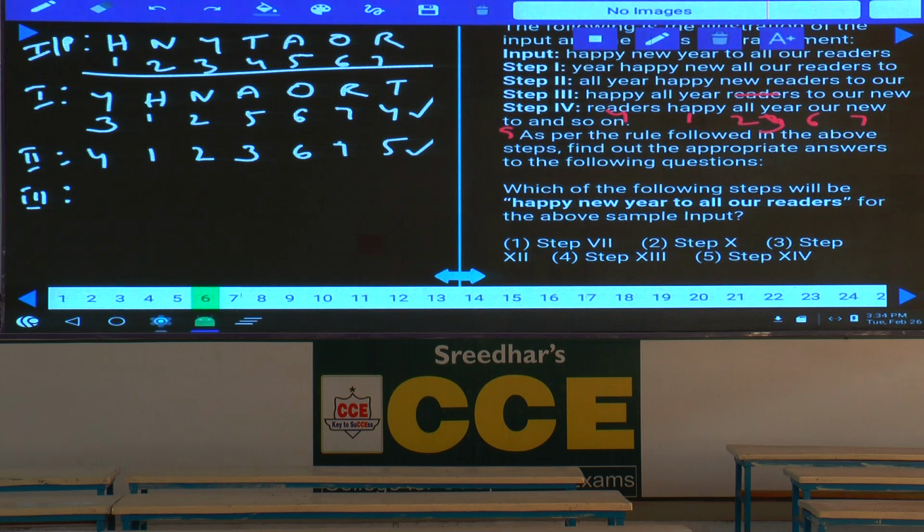Now in the 14th step you will get the input. Okay, please work out this one at your home. Write down all the 14 steps. Still, if you are not able to crack this, tomorrow if I am able to find some time, I will explain that one in the class.